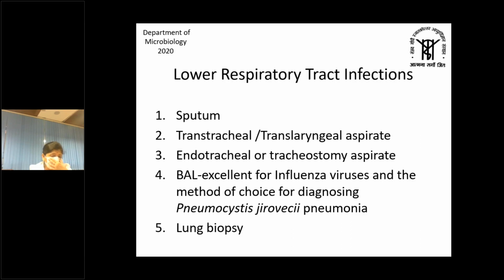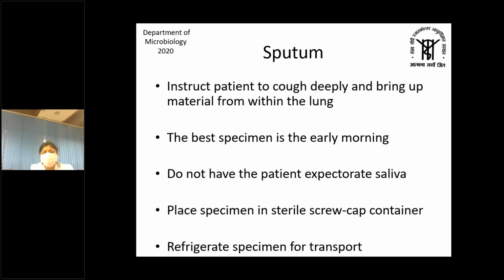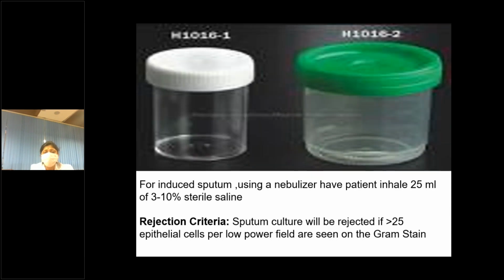For lower respiratory tract infections, make sure that you educate the patient not to spit saliva. If a lot of sputum is not coming, then the patient may take steam inhalation or hypertonic saline. Deep coughing may be done, or an induced sputum sample obtained, and we will get adequate samples. Other samples are transtracheal aspirates, endotracheal tube aspirates, BAL, and lung biopsy. The best time for sputum collection is early morning. If you are not able to transport the sputum sample immediately, it may be put in a refrigerator.